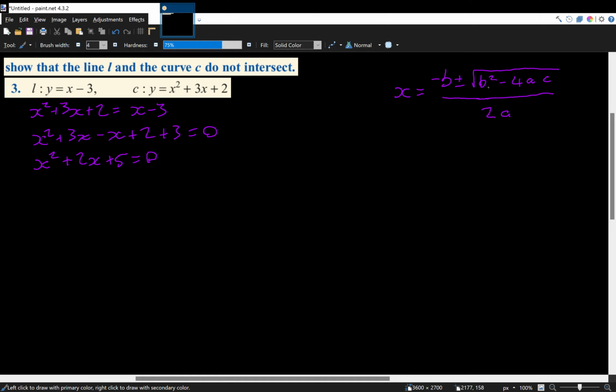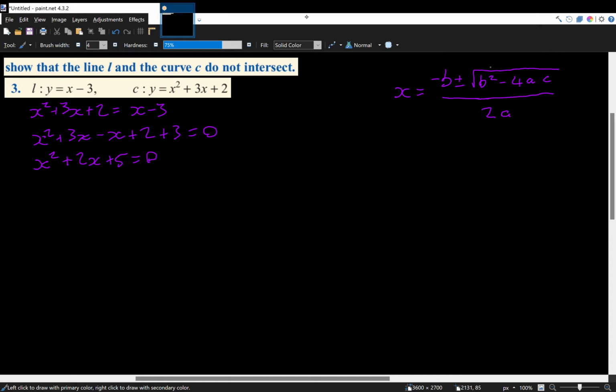But since we're only concerned with whether the line and the curve intersect or not, we need to find out if this equation is going to have real or imaginary roots. And the part of this formula that's going to tell us that is the bit underneath the square root, known as the discriminant. If we get a negative number underneath our square root, then what that would mean is that this quadratic equation that we formed has imaginary roots. And that would prove that the line and the curve don't intersect.